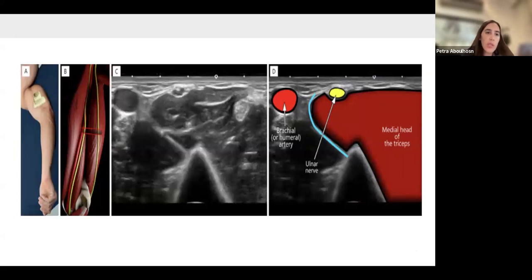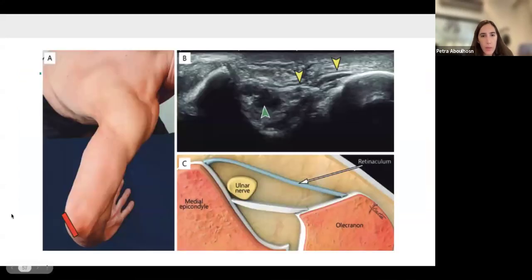Some ultrasound images, starting off in the arm. You would see the ulnar nerve. I like this positioning, putting the hand behind the head, for ulnar scanning. Here you can see the ulnar nerve. This is the medial head of the triceps, and this is the brachial artery. Following it down, for Guyon's canal, you can either be in this position or in the position that the previous slide showed, which I would prefer.